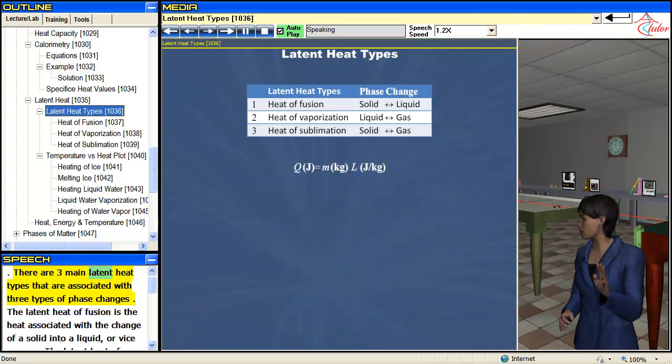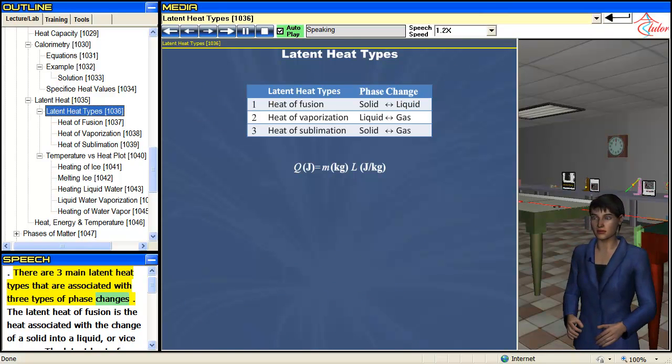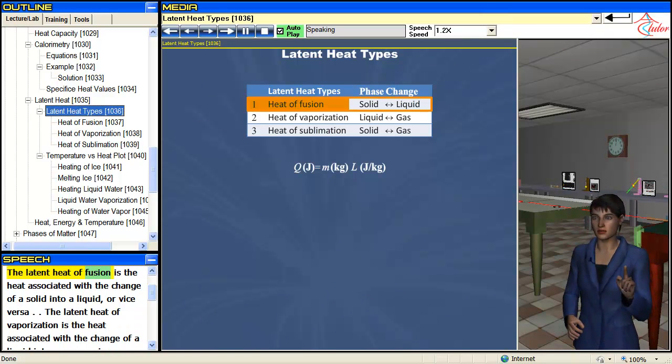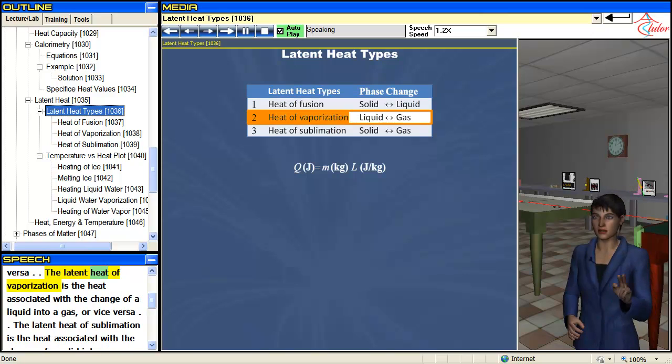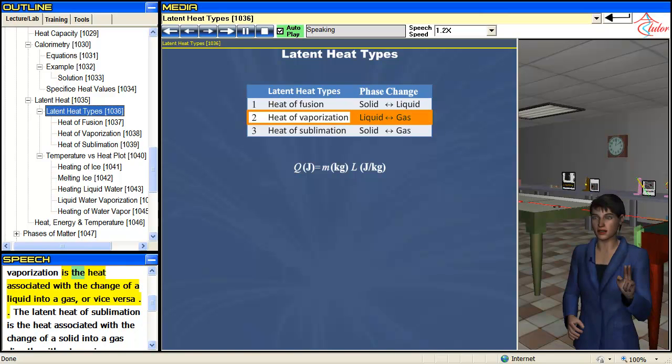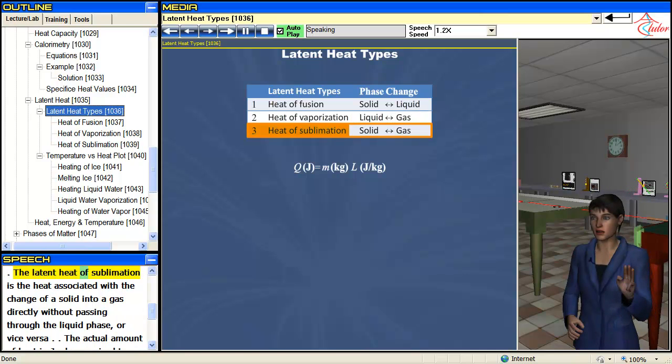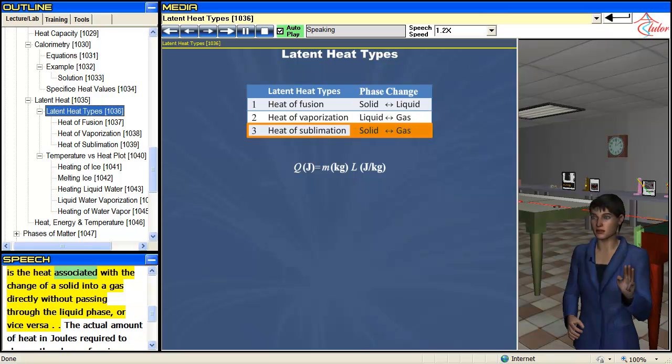There are 3 main latent heat types that are associated with 3 types of phase changes. The latent heat of fusion is the heat associated with the change of a solid into a liquid, or vice versa. The latent heat of vaporization is the heat associated with the change of a liquid into a gas, or vice versa. The latent heat of sublimation is the heat associated with the change of a solid into a gas directly without passing through the liquid phase, or vice versa.